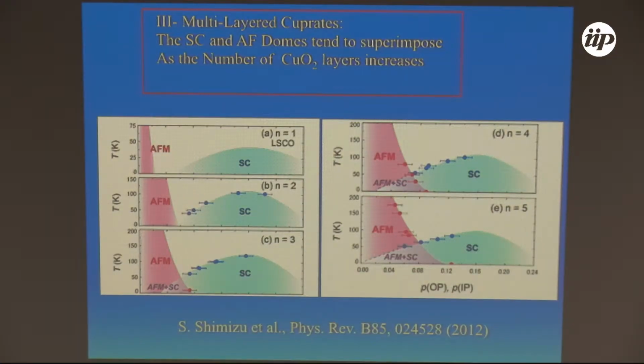And the third feature of the phase diagram on which I'm going to concentrate is the fact that, again in multi-layered cuprates, as we increase the number of layers, the superconducting dome becomes closer and closer to the antiferromagnetic dome, and eventually superimposed to it. Again, so far, no explanation for that. So we are going to provide a simple explanation for this. As you will see, I'm not going to do anything fancy here. I'm going to do something very simple.